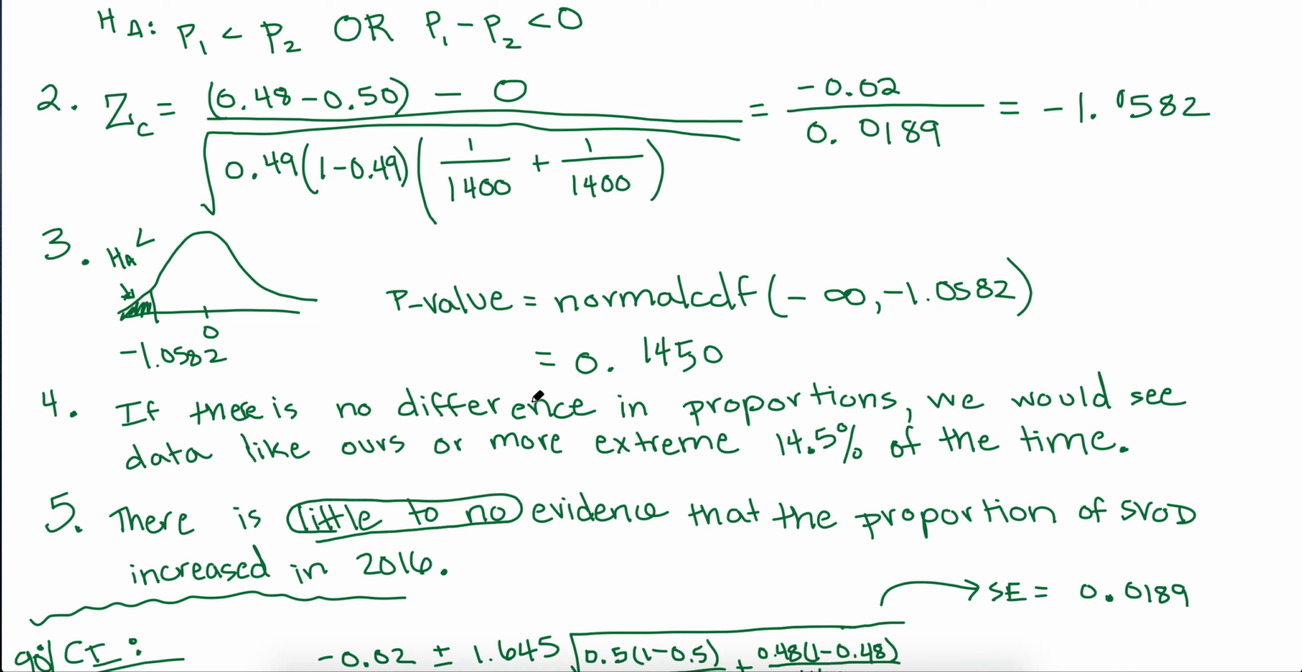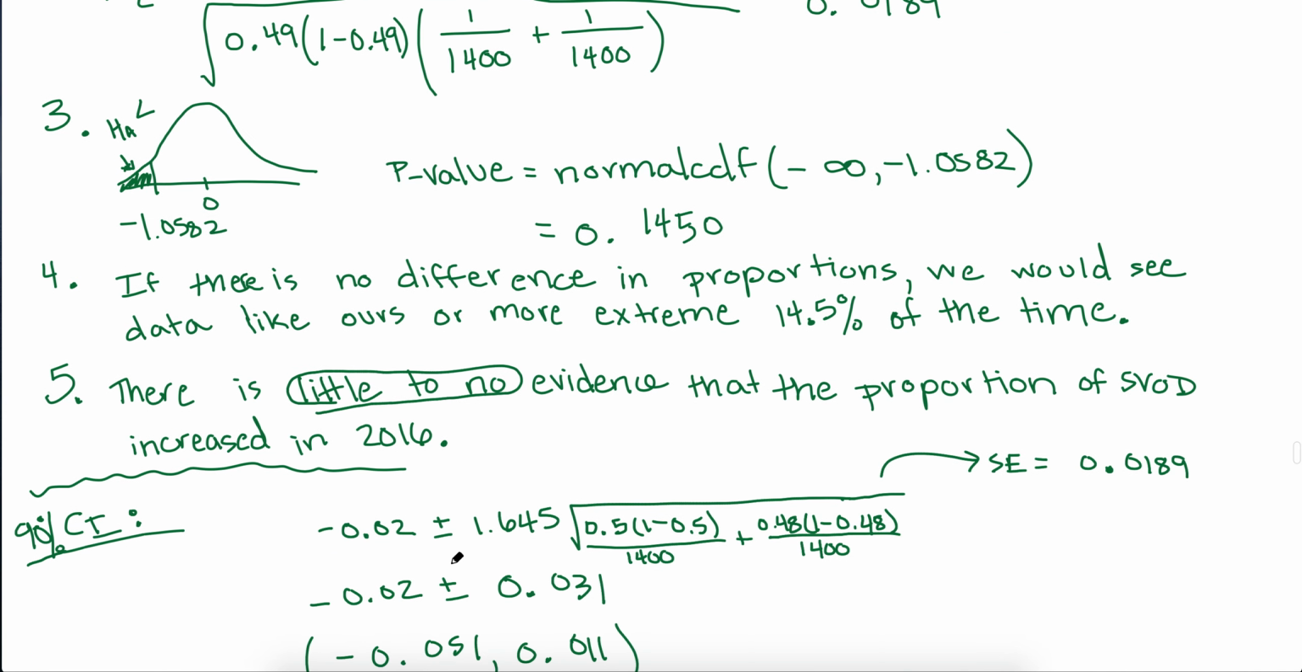So thinking about this, we said we had little to no evidence that it's actually increased or bigger in 2016. So if we come up with an interval that should contain the value of 0, we can't say that one is in fact bigger than the other. There may be no difference. So when we calculate the interval, we expect 0 to be in there because we cannot prove there is a difference.